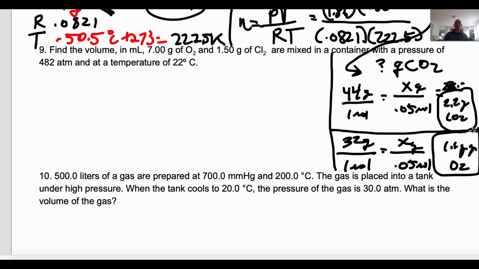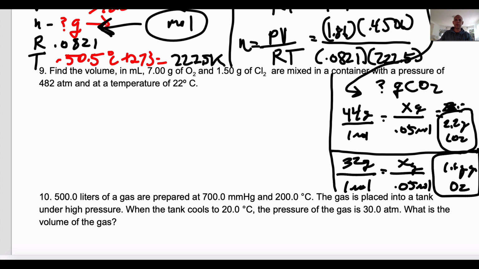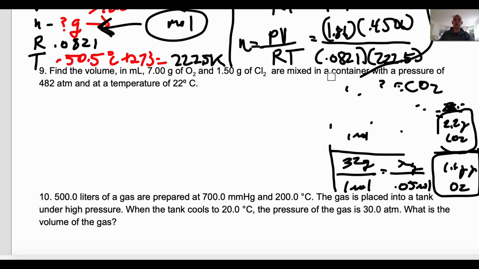So you have the same number of moles. When applied to carbon dioxide, that amount had a mass of 2.2 grams. When applied to oxygen, that amount had a mass of 1.6 grams. So now that we're moving on to this next problem, I'm just going to go ahead and erase this stuff. So you guys can always just rewind the video if you need that, okay?